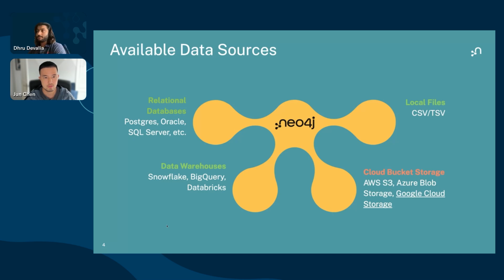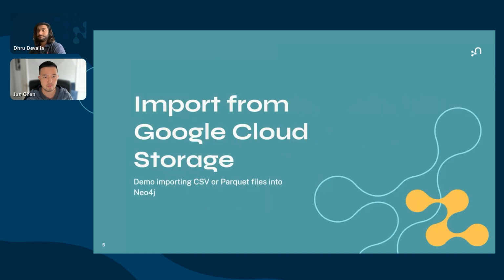But for the sake of this meeting, I'll be talking about cloud bucket storage, which is a recently added set of data sources. We currently support the 3 major cloud providers: AWS S3, Azure Storage, and Google Cloud Storage. In this demo, I will be doing an import from Google Cloud Storage. Just a comment, if there's a data source that you don't see that you'd really love to import from, please let us know and we'll try to add it as soon as we can.